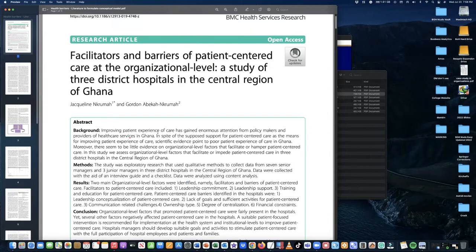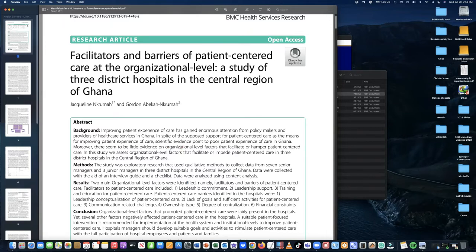So improving patient experience of care has gained enormous attention. In spite of the supposed support of patient care as a means of improving patient experience of care, scientific evidence points to poor patient experience of care in Ghana. Moreover, there is little evidence on organization level factors.